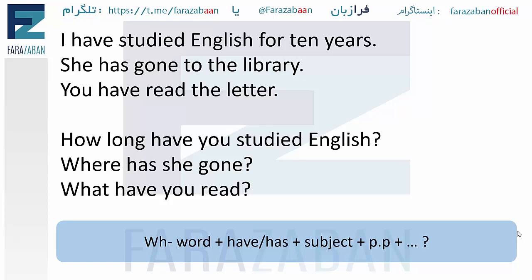Now look at the structure of the questions. Let's have some examples. How long have you studied English? Where has she gone? What have you read? So the structure: WH word plus have or has, subject, past participle, and the rest of your question. For he, she, it, we use has, and for the other subjects, we use have.